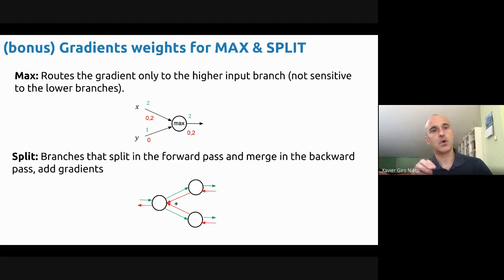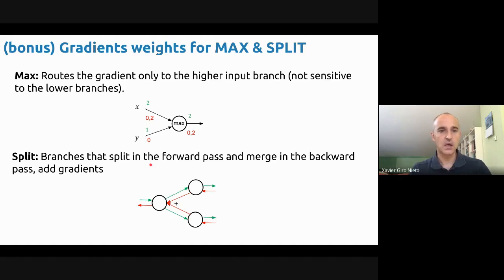I'm leaving you here a couple more gradient rules for common operations. If you have a max operation in your computational graph, what you need to do is route the gradient only to the higher input branch. You discard the lower branch and don't propagate gradient on it. In this case, if the input is 2 and 1, and you have a max operator here, of course the output is 2. If a gradient, say 0.2, goes through this node, you just propagate it in this direction, and it is set to 0 in the other direction.